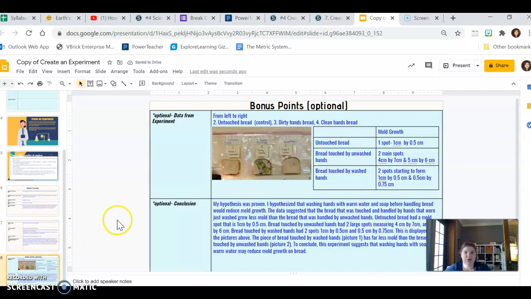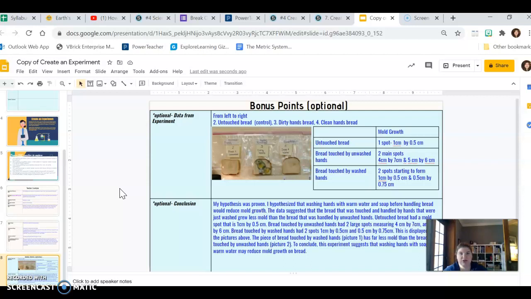And lastly, if you wanted to go ahead and do this bonus option, that will have a separate due date, as obviously some of these experiments would take more time. So I'm thinking about making that due date possibly the end of the marking period. And that way it gives you plenty of time to conduct one of these experiments if you so choose. And so this would be optional data.